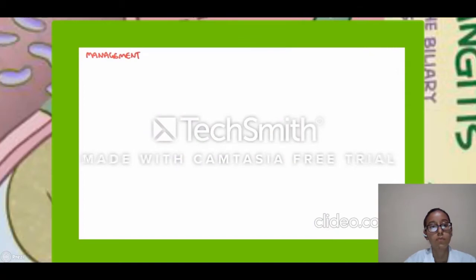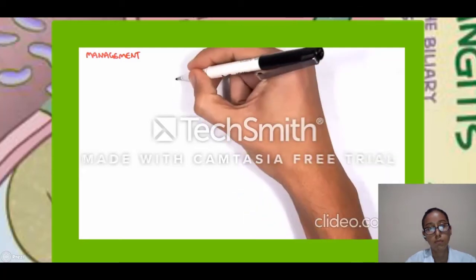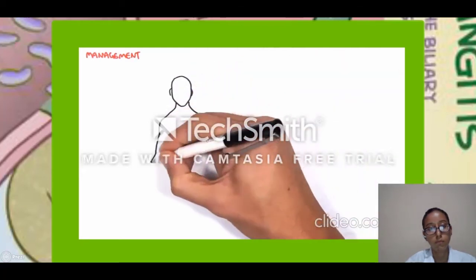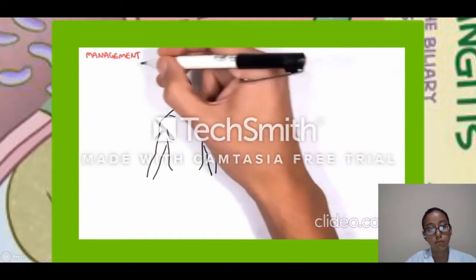The management of acute cholecystitis is surgery. Again, people can have gallstones normally. And if they are asymptomatic, there is no reason to remove the gallbladder unless they have risk factors for future complications. Surgery is done for symptomatic people or people with recurrent gallstone disease.